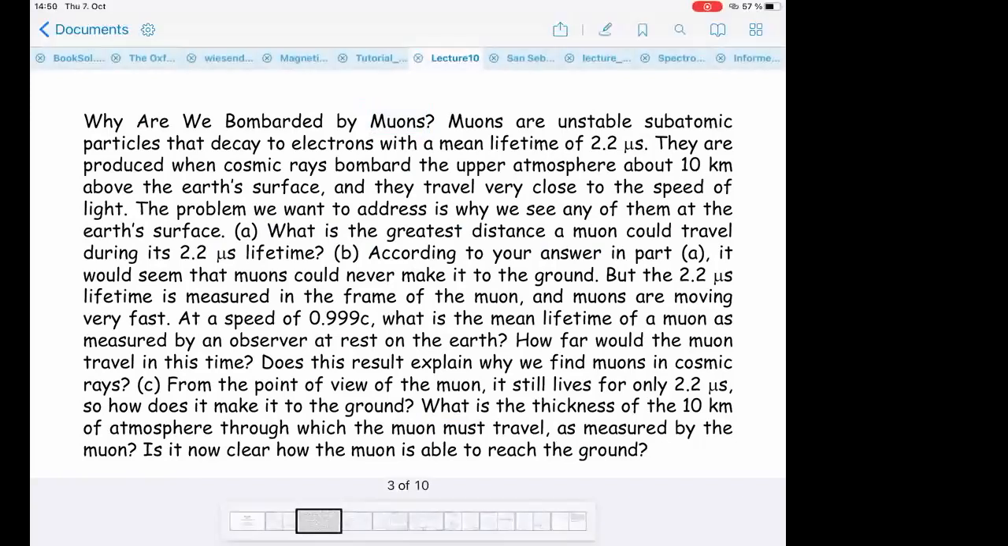I will read the problem. Muons are unstable subatomic particles that decay to electrons with a mean lifetime of 2.2 microseconds. They are produced when cosmic rays bombard the upper atmosphere about 10 kilometers above the Earth's surface, and they travel very close to the speed of light, actually 0.9999 c. The problem we want to address is why we see any of them at the Earth's surface.